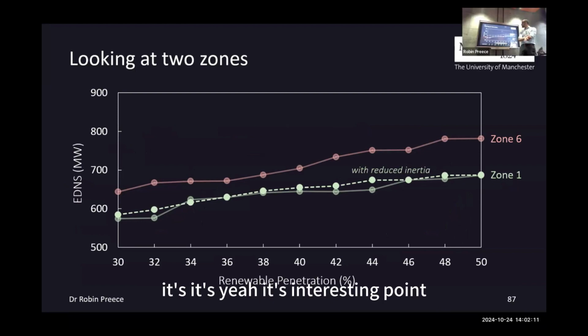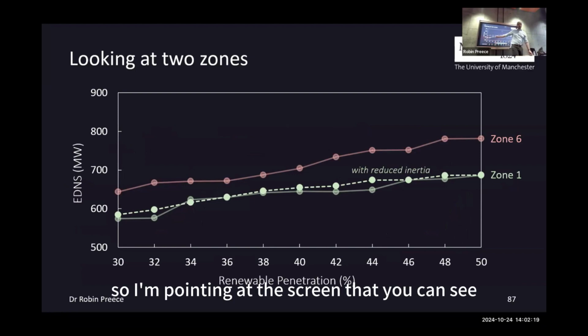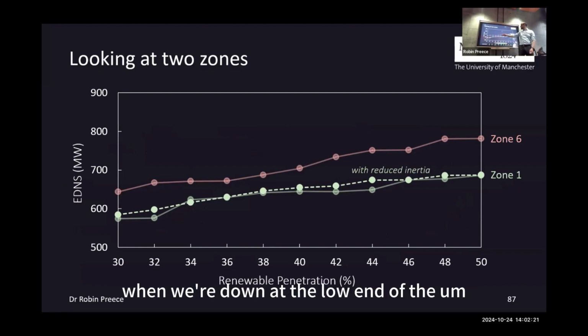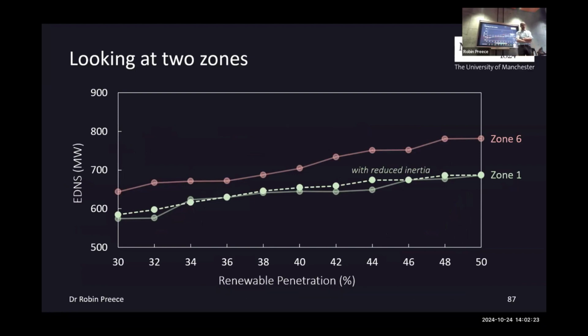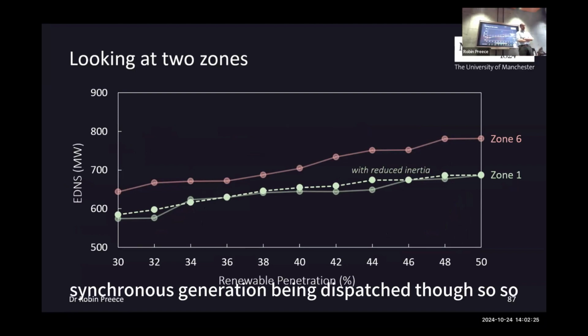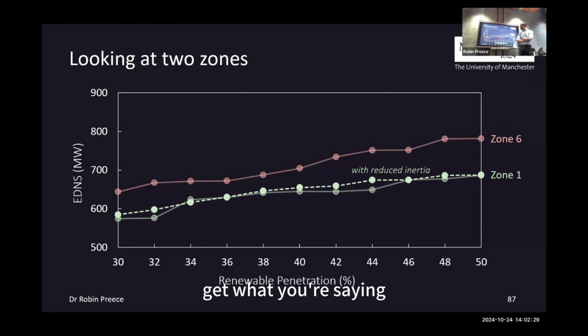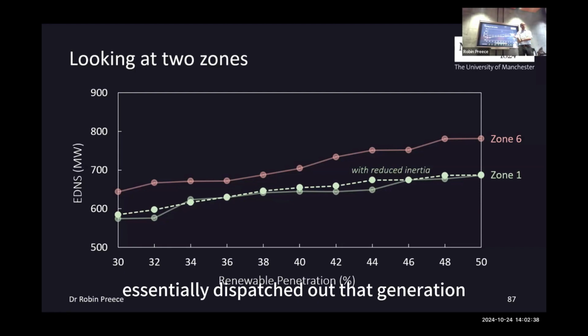Sorry about that. No, it's an interesting point. I know what you're saying. I think once we're down at the low end of the stuff, we've still got some of that synchronous generation being dispatched though. So I get what you're saying, that at the higher levels, but I'm not sure we're high enough in terms of the dispatch to have essentially dispatched out that generation.